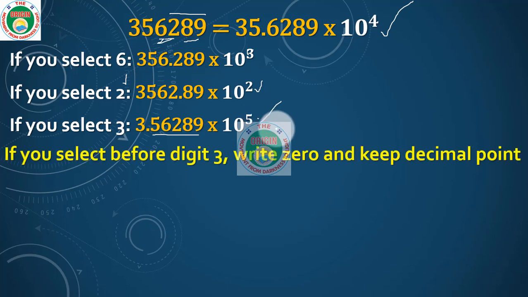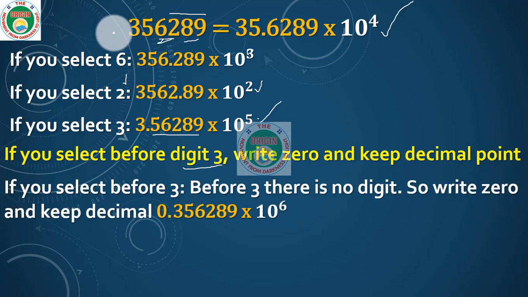Next, if you select before digit 3, before 3 there are no numbers. There are no numbers in the sense that on the left side internally you may keep many zeros. On the left side there is no change in the value. If you keep zeros to the left side of the number, the value does not change. So if you select before digit 3, write 0 and keep the decimal point.